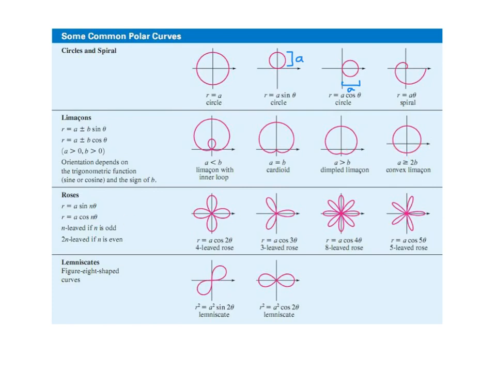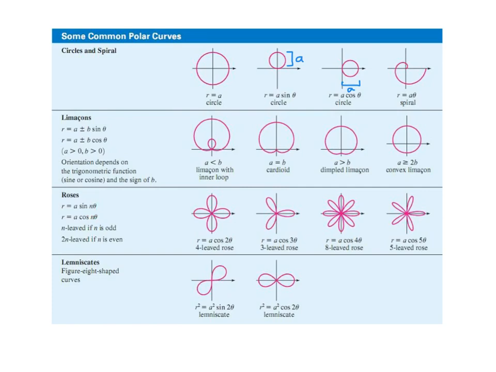Okay, the next category of graphs are called roses. So they come in these 2 forms: a times the sine of n theta, a times the cosine of n theta. So here you can see we have multiple angle equations. So again, you need to see if it's sine or cosine to see how it's reflected. But also the key thing here is to look at that n value.